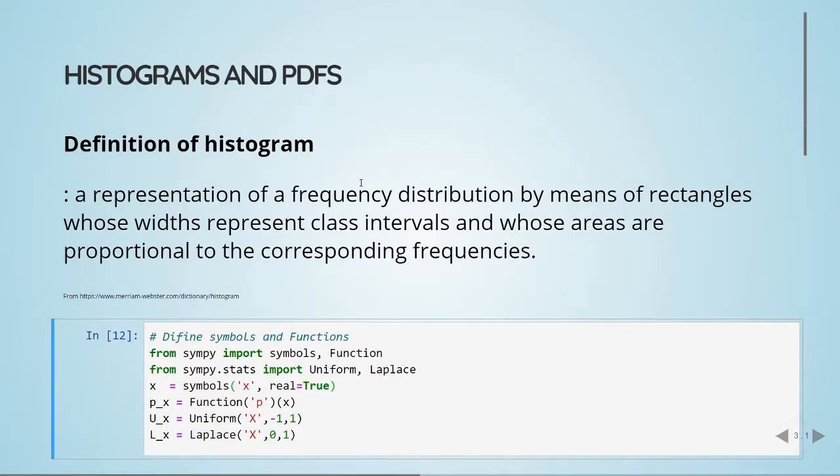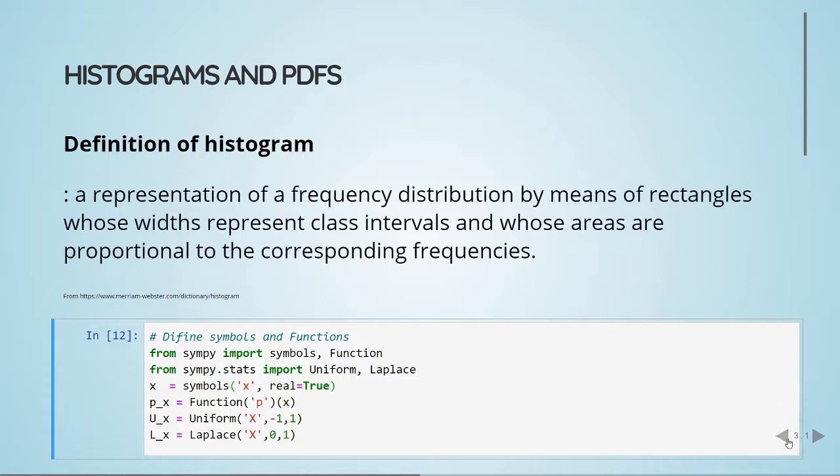A histogram can be defined as a representation of frequency distribution by means of rectangles whose widths represent class intervals and whose areas are proportional to the corresponding frequency. So this is a definition by the Merriam-Webster dictionary.